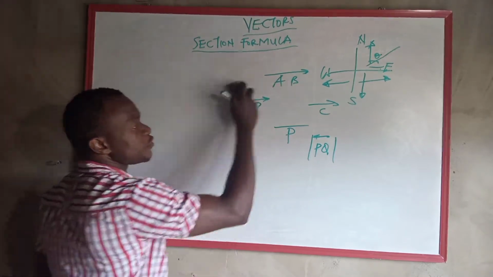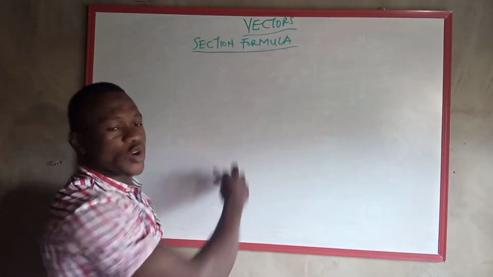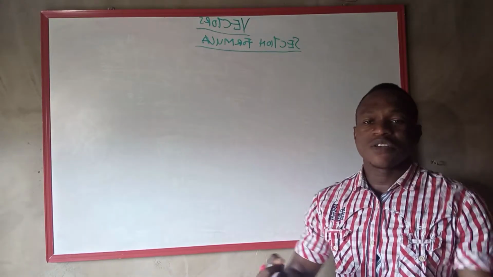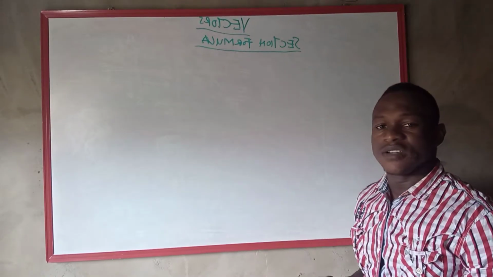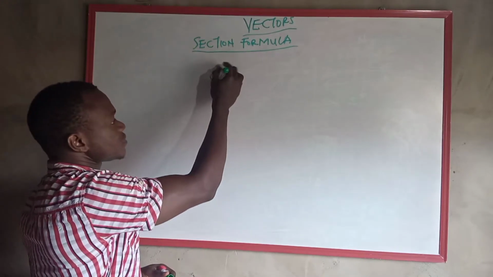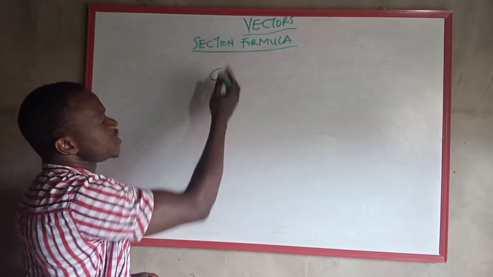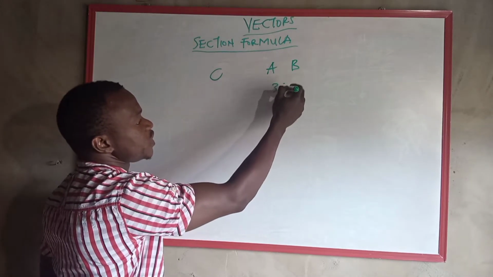So what does section formula mean? Section formula simply implies that a particular vector is divided into a particular ratio. So for instance, you might have a question that says you should find the vector of point C if point C divides AB in ratio of 3:1.